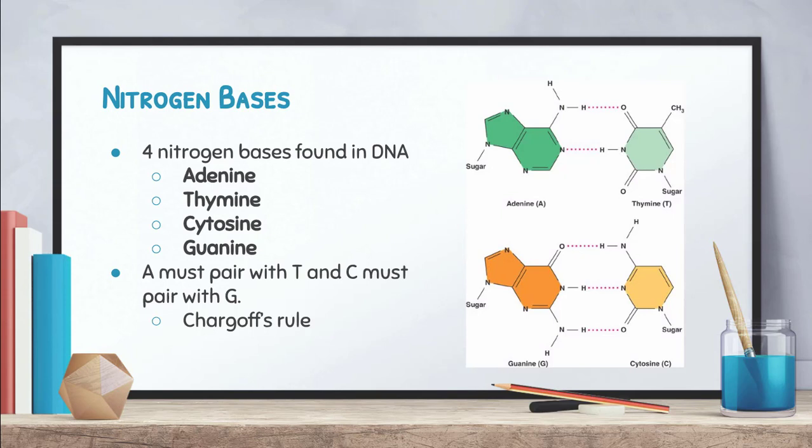So if I know I have 20% of A, well, A always bonds with T, so I'm going to have 20% of T. And you can do other calculations to calculate C and G. These molecules are held together by hydrogen bonds.